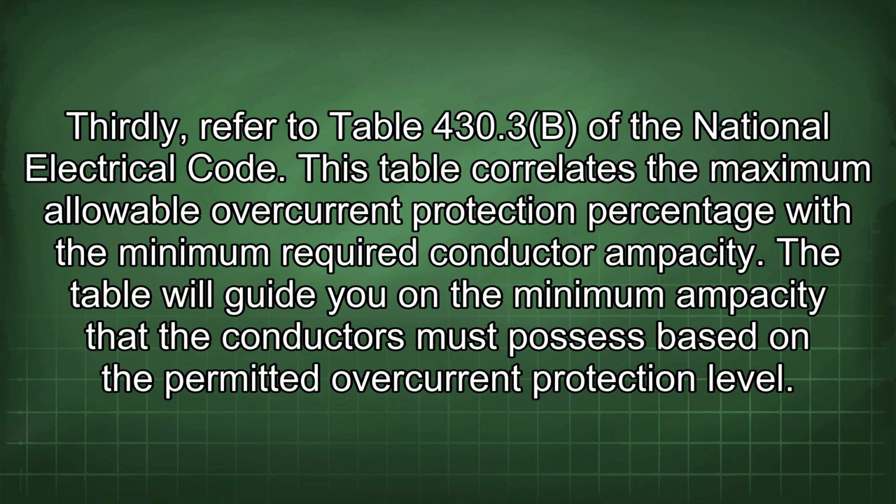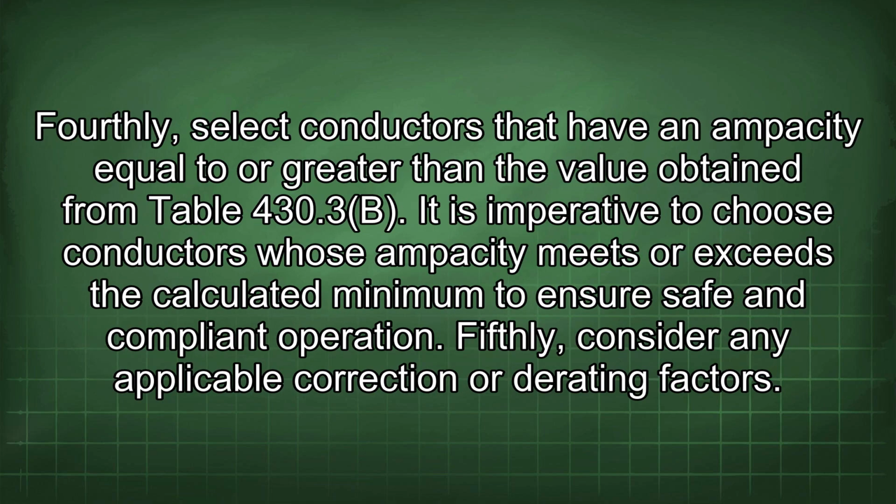Thirdly, refer to Table 430.3(b) of the National Electrical Code. This table correlates the maximum allowable overcurrent protection percentage with the minimum required conductor ampacity. The table will guide you on the minimum ampacity that the conductors must possess based on the permitted overcurrent protection level. Fourthly, select conductors that have an ampacity equal to or greater than the value obtained from Table 430.3(b). It is imperative to choose conductors whose ampacity meets or exceeds the calculated minimum to ensure safe and compliant operation.